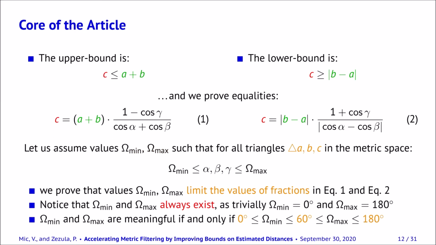We point out two features of bounds omega min and omega max. First, they always exist, as omega min is trivially 0 and omega max is trivially 180 degrees. Second, these bounds on angles are meaningful if and only if omega min is between 0 and 60 degrees and omega max is between 60 and 180 degrees. This limitation is given by the fact that they limit angles in a triangle in a Euclidean space, where the sum of three angles is 180 degrees.